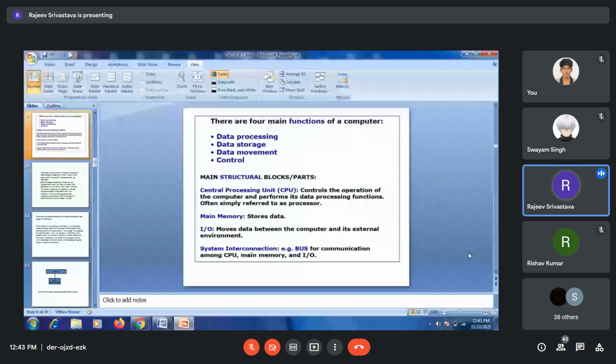Store data. We will discuss memory in detail later, because there are two terms which will be used. One is the memory and one is the storage, and they have a different function altogether.